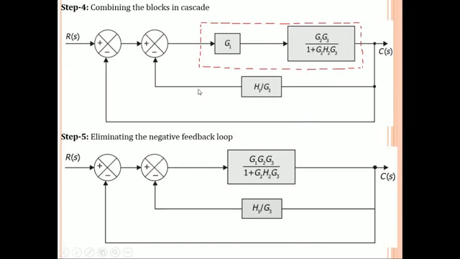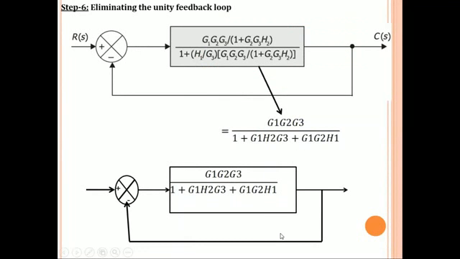Now, looking at this, here we have just a connection alone, right? That connection represents unity feedback. Unity feedback means what the name itself says: the value of feedback will be equal to 1. So again, simplifying this block diagram, the value of G will be like this.